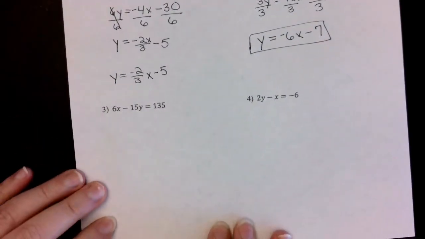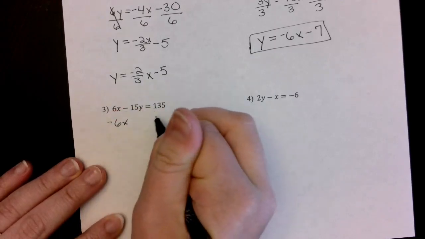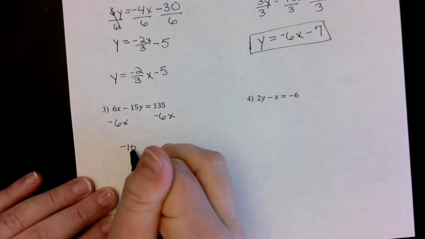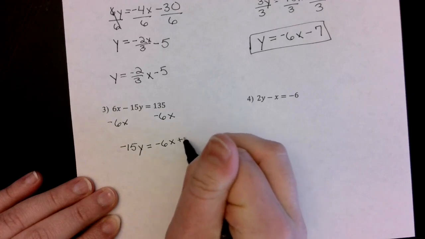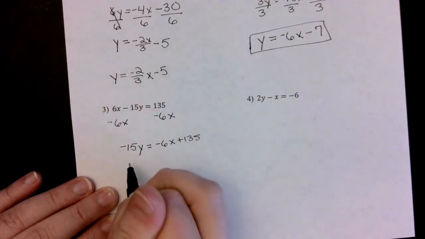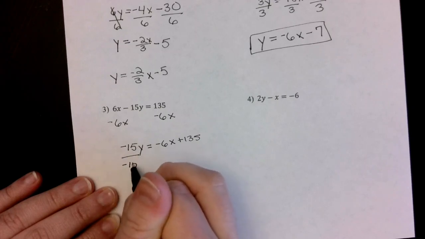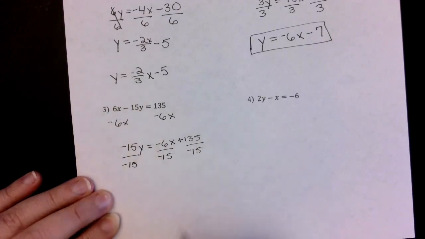My next one, again, I'm going to subtract 6x to the other side because I always move my Ax first. Negative 15y equals negative 6x plus 135. I need to get my y by itself, so I'm going to divide both sides by negative 15. And everything gets divided by negative 15.